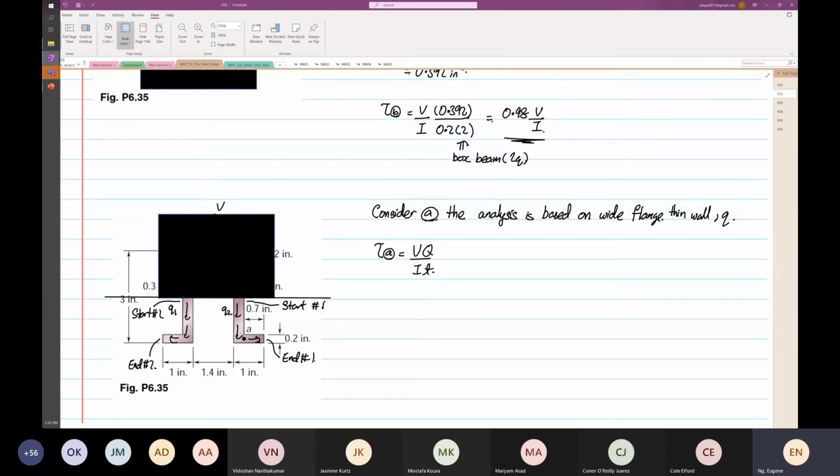Can you all hear me, right? What is the thickness? Is it still 0.2 inches? Well done. Okay. The thickness is still 0.2.